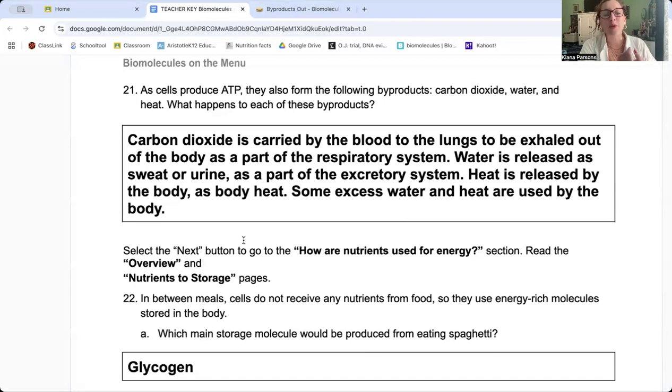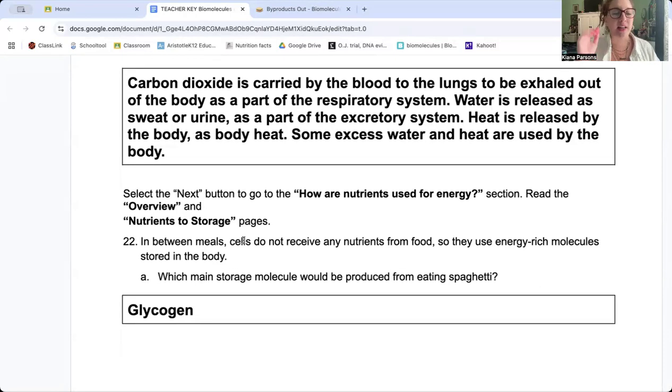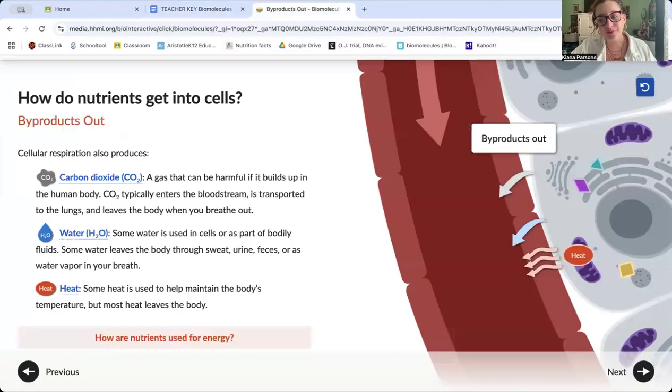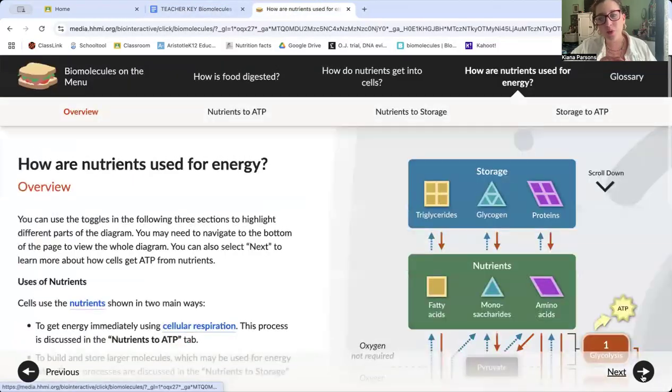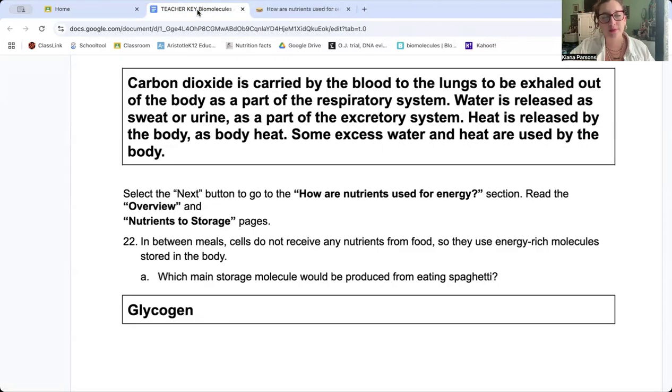All right, now, in between meals, cells do not receive any nutrients from food, so they use energy-rich molecules stored in the body. Which main storage molecule would be produced from eating spaghetti? Spaghetti is mostly carbohydrates. So we can see here, carbohydrates have a storage molecule called glycogen. So the storage molecule that would be produced from eating a lot of carbohydrates would be glycogen.